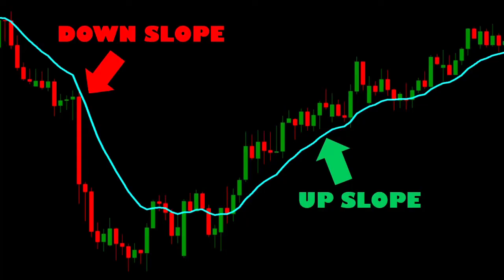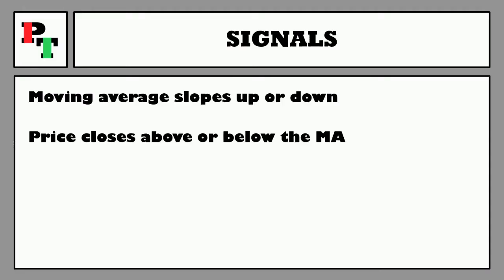In case anyone is unclear on what we mean by up or down, I have marked them on the chart here for your benefit, so feel free to pause the video for as long as you might need. Next up, we've got when the price actually closes above or below the moving average.